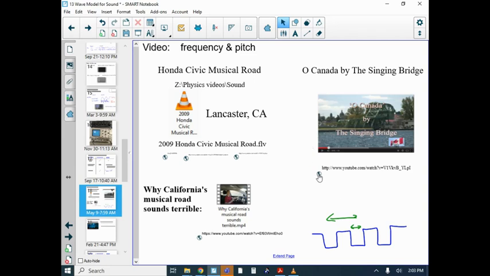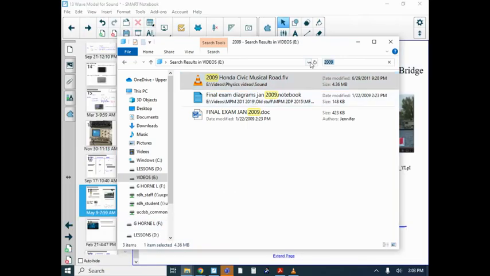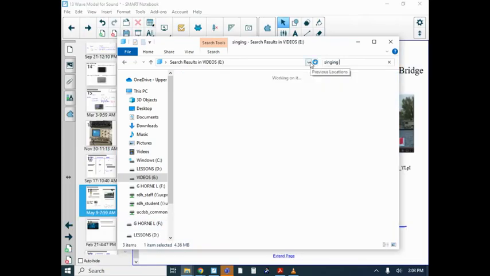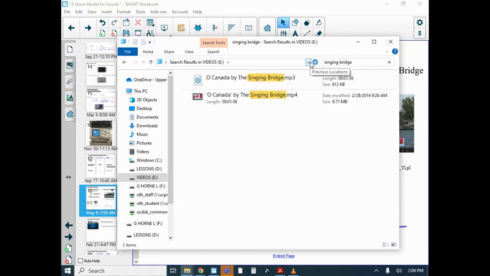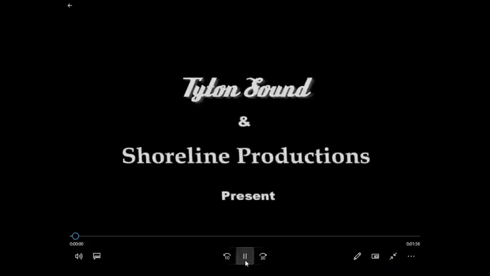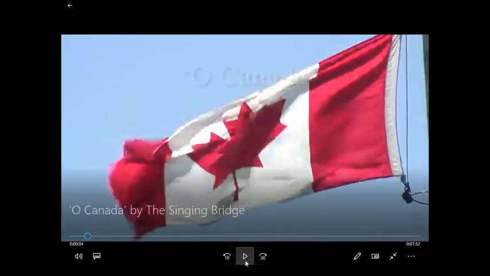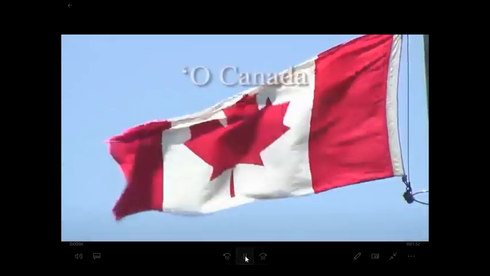So the singing bridge. I think I have that file. Or do I have to type in O Canada? Yeah, there we go. O Canada Singing Bridge. So if you're in the Kingston area ever at all, that's near where I live. The LaSalle Causeway has a metal grate bridge you drive over, and it constantly sounds like a whirring sound. You'll hear it here. So you hear this sound all the time.